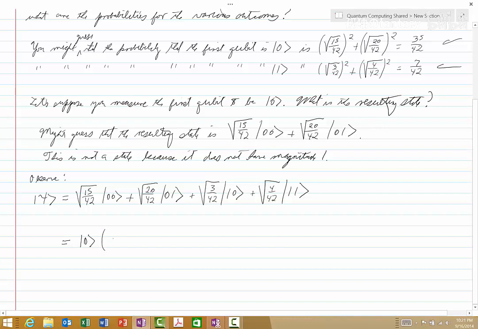This will be equal to, for the first two terms, the first qubit is 0. So I'll have |0⟩ times the square root of 15 over 42 |0⟩, plus the square root of 20 over 42 |1⟩. And then in the second two terms, the first qubit is 1. So we'll have plus |1⟩ times the square root of 3 over 42 |0⟩, plus the square root of 4 over 42 |1⟩.